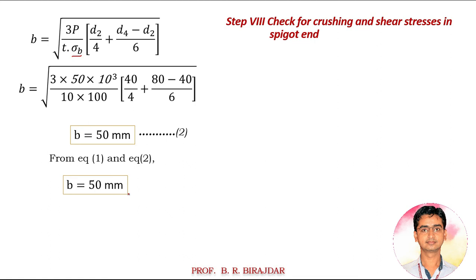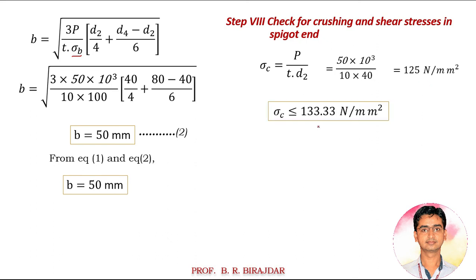Definitely it can take the given load and it can work satisfactorily. Now that we will check. The crushing stress induced in the spigot end, so that we will find out: sigma C is equal to P upon T into D2. We know all these values: load 15 into 10 raised to 3, thickness of the cotter pin 10, and the diameter D2 it is 40. Now see, it is 125 Newton per mm square, and the maximum allowable is 133. So this sigma C crushing is less than the maximum allowable, means it is safe. It can work in crushing also.